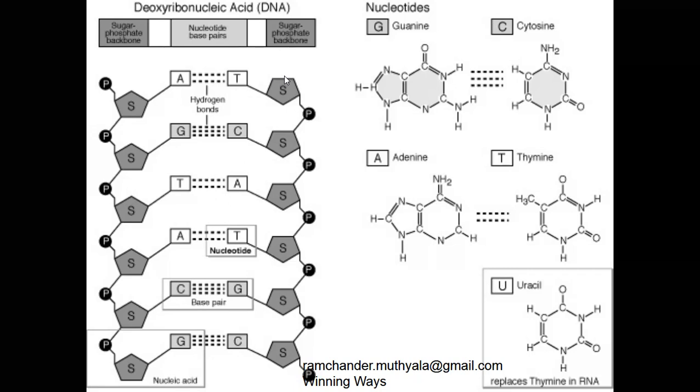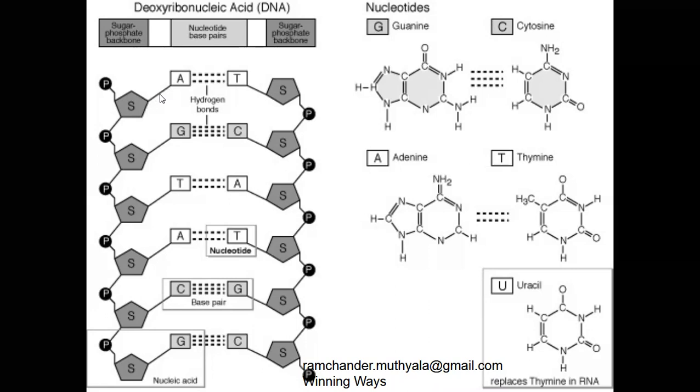So we observed three types of chemicals. What are the three types of chemicals? One is phosphoric acid, one is sugar molecule, and one is nitrogenous bases. Each phosphoric acid is connected with two sugar molecules. Here one phosphoric acid is connected with two sugar molecules with two ester bonds, one ester bond and another ester bond, called the phosphodiester bond. And the sugar molecules are connected with the nitrogenous bases with glycosidic bonds.